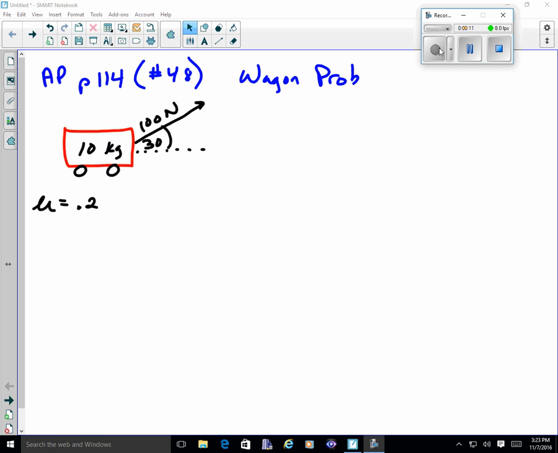I have a 10-kilogram wagon here, a little red wagon with some black wheels. It's being pulled at 100 newtons, but it's not being pulled straight across. The handle's going up at a 30-degree angle, and the surface is pretty slick at a coefficient of friction of 0.2, so not too much friction acting against you there. And what they want to know is what's going to be the acceleration of the wagon.